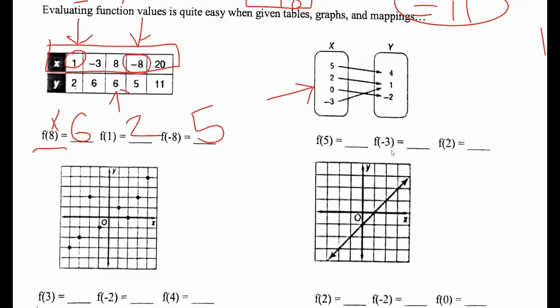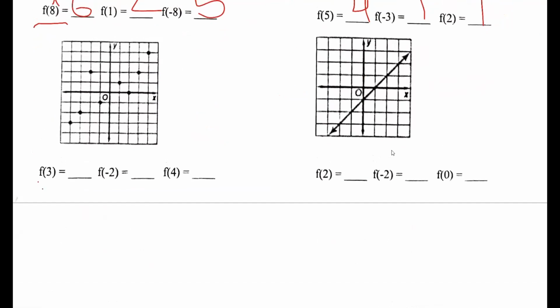But f of 5, you always start with your x's. So you go to 5 and see where it goes in terms of your y. So that would go to 4. Negative 3 goes to 1. 2 also goes to 1. So just look at which y value that x value goes to. So f of 5 was 4.